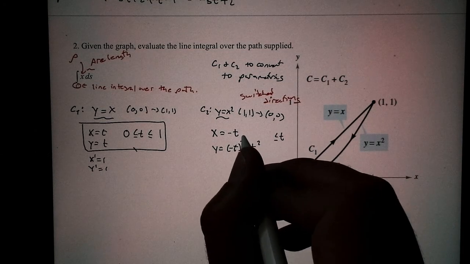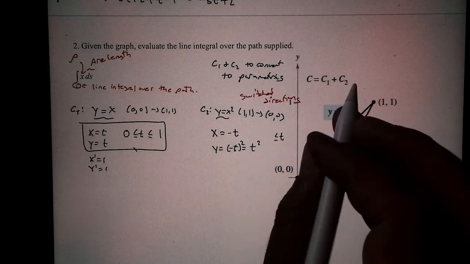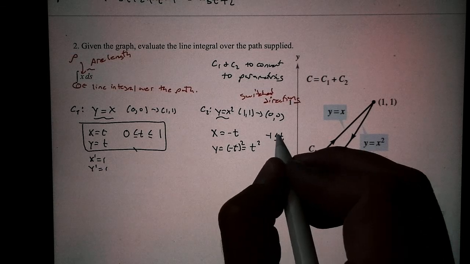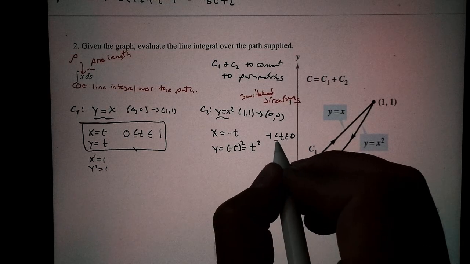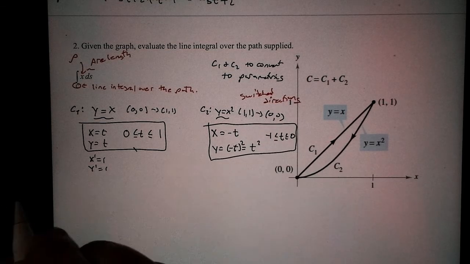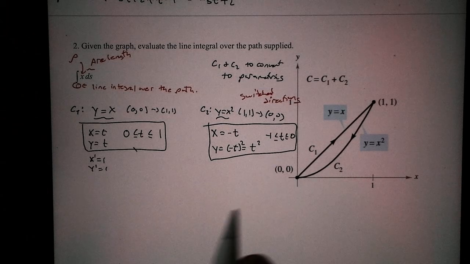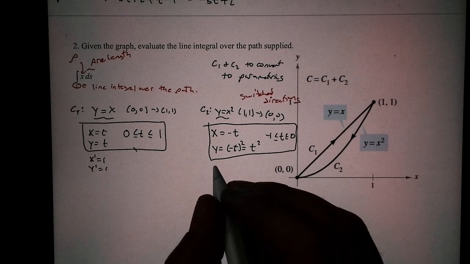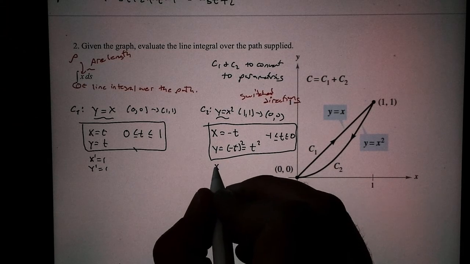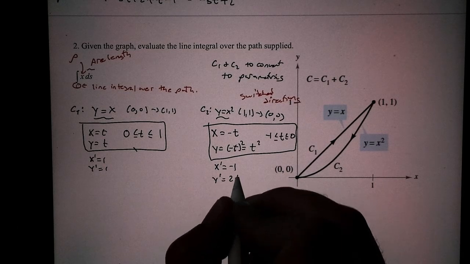So what's my change in t here? Looking at the t's, I wouldn't use the t squared because that could be kind of messy. t starts at negative 1 and we end at 0. Now this isn't the only option for us. It'll work in many different ways, but this is an easy way to show we're going in the opposite direction. And again, I will need their derivatives. x prime is negative 1, y prime is 2t.